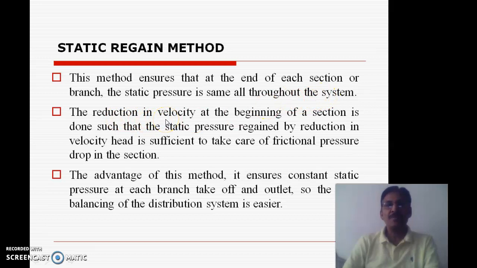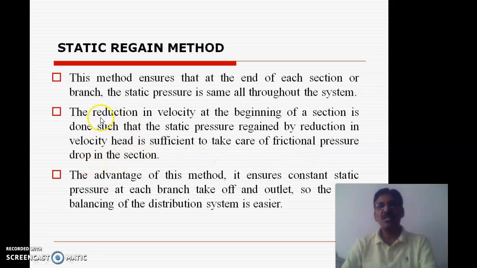The reduction in velocity at the beginning of a section is done such that the static pressure regained by reduction in velocity head is sufficient to take care of frictional pressure drops in the section. So we are initially considering some velocity, and from the initial velocity there will be a continuous reduction of velocity at each section, because we need to maintain the static pressure the same throughout the system. That's why there will be a reduction in velocity when we go along the length from initial velocity to final velocity. So the advantage of this method is that it ensures constant static pressure at each branch, takeoff and outlet, so the final balancing of the distribution is easier.